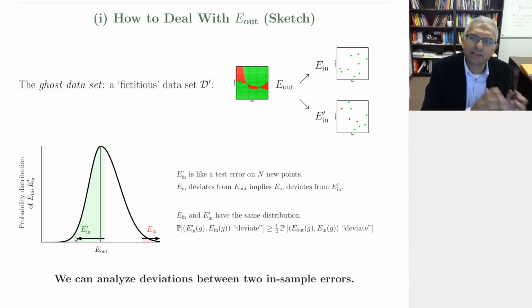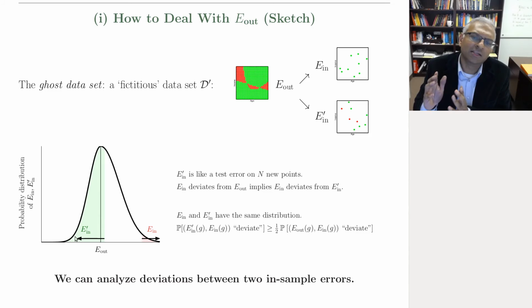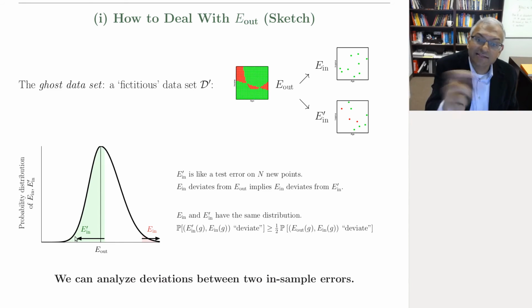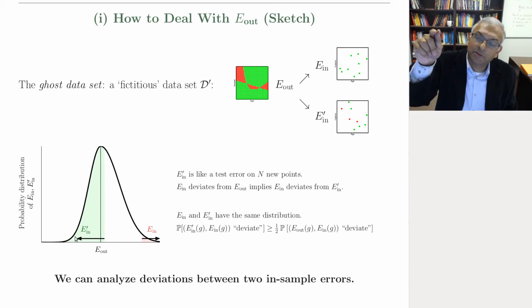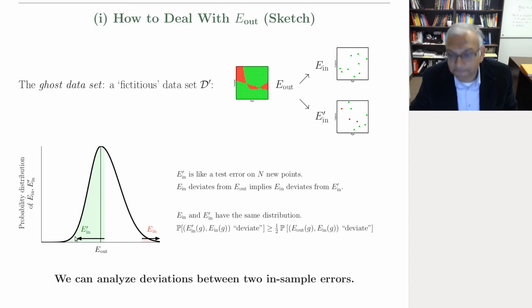The probability that E in deviates from E out is approximately half the probability that E in deviates from E in prime. Okay, and so now we have linked E out to E in prime on another finite data set. All we have to do is analyze the deviations between these two in-sample errors. On one of the samples, you picked g from the hypothesis set. On the other sample, you just think of it as testing.